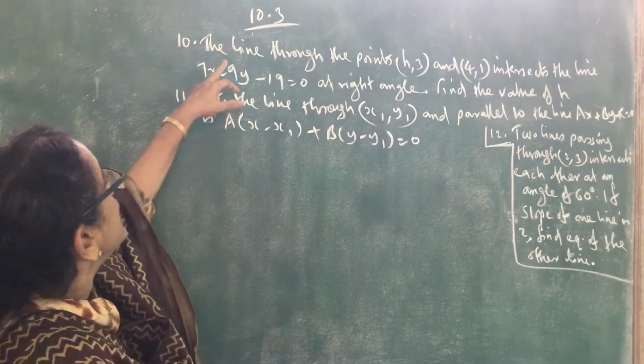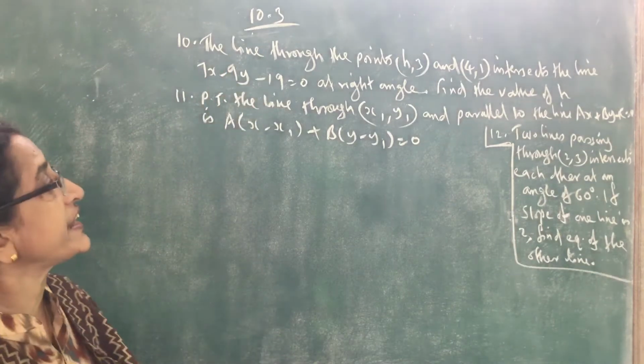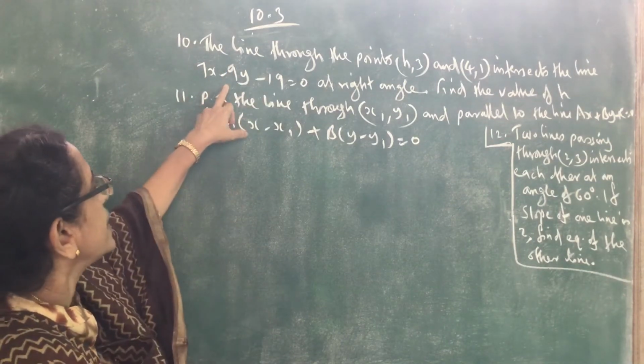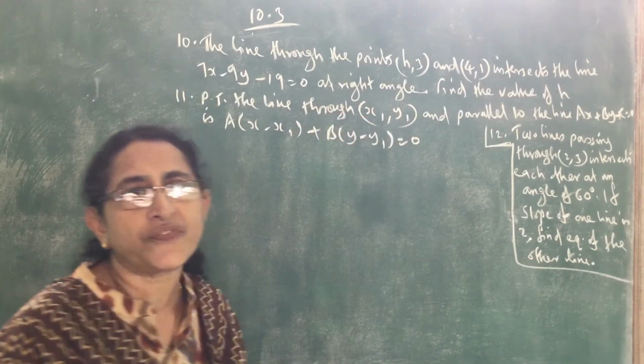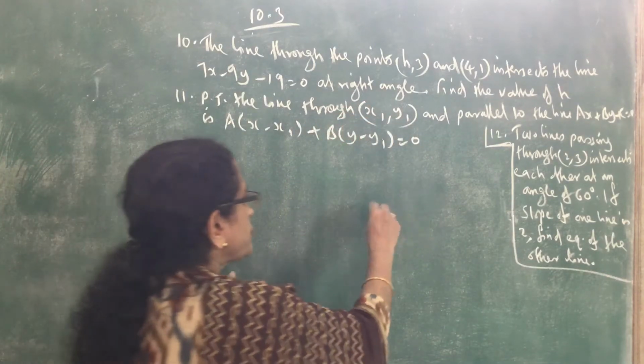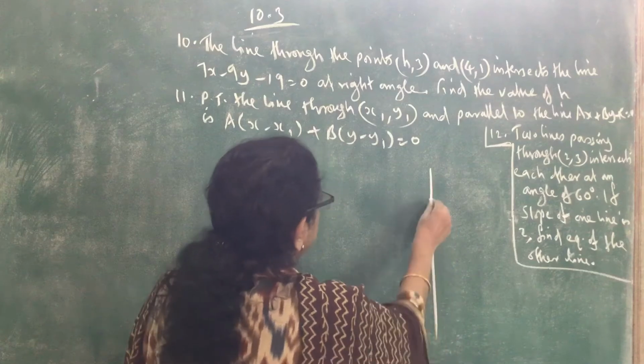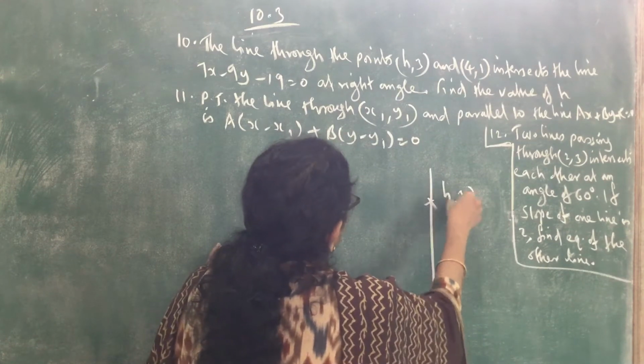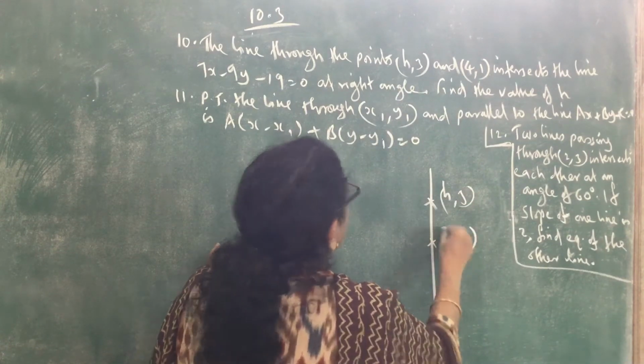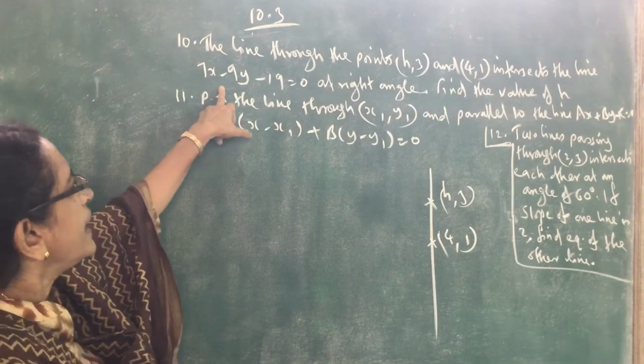10th one. The line through the points (h, 3) and (4, 1) intersects the line at right angle. Find the value of h. So the line passing through 2 points, suppose this is the line passing through 2 points (h, 3) and (4, 1). This line intersects the line at right angle.